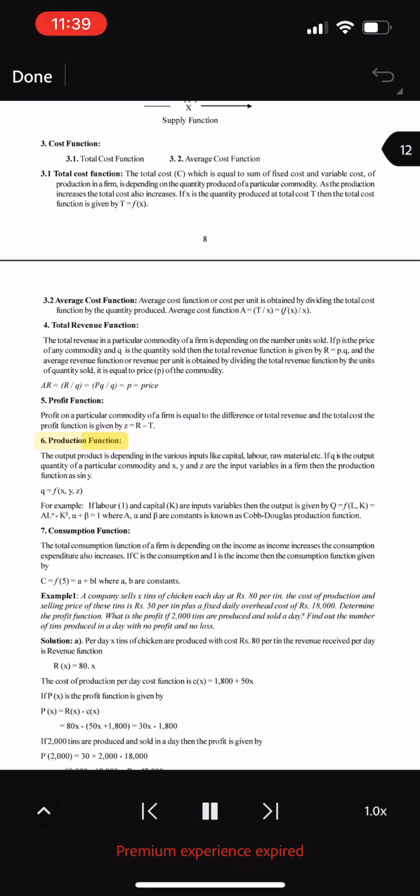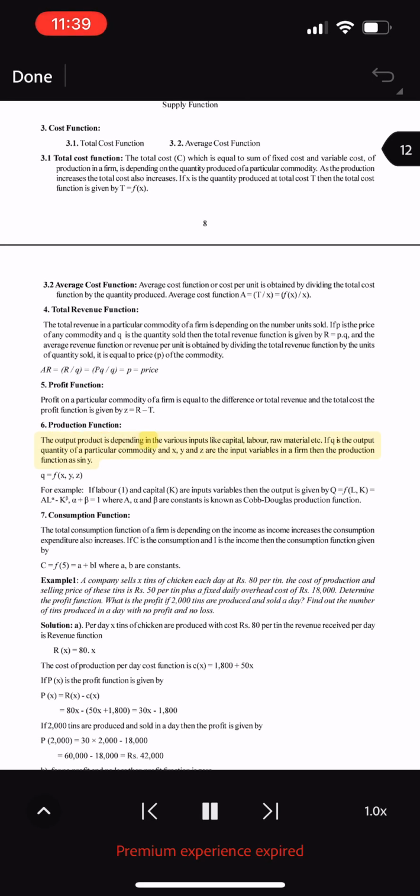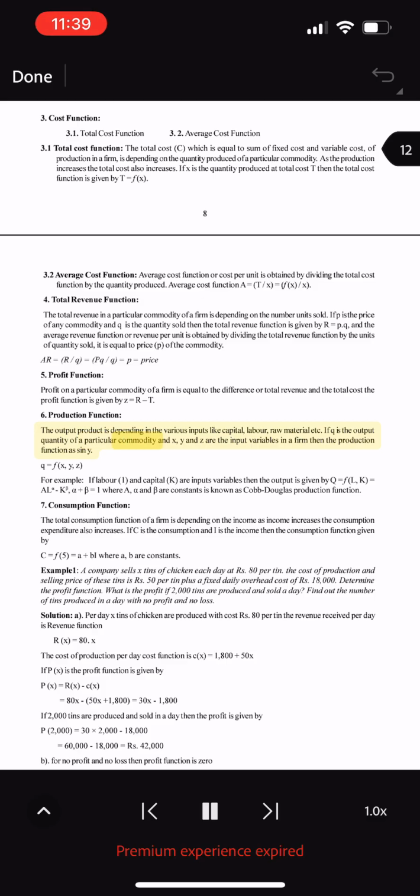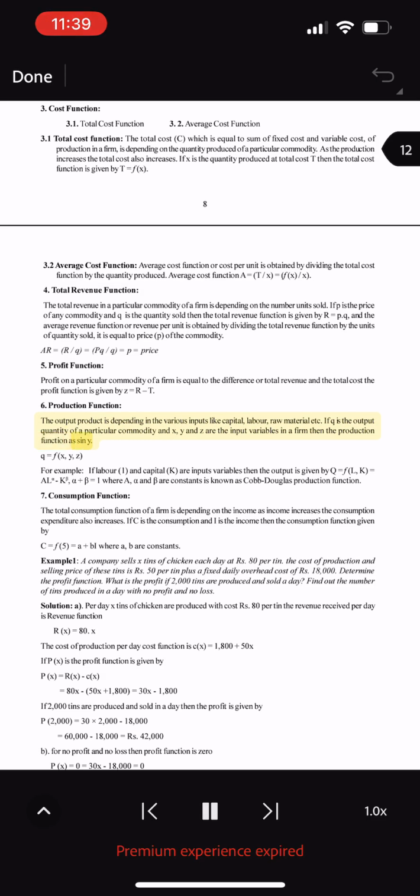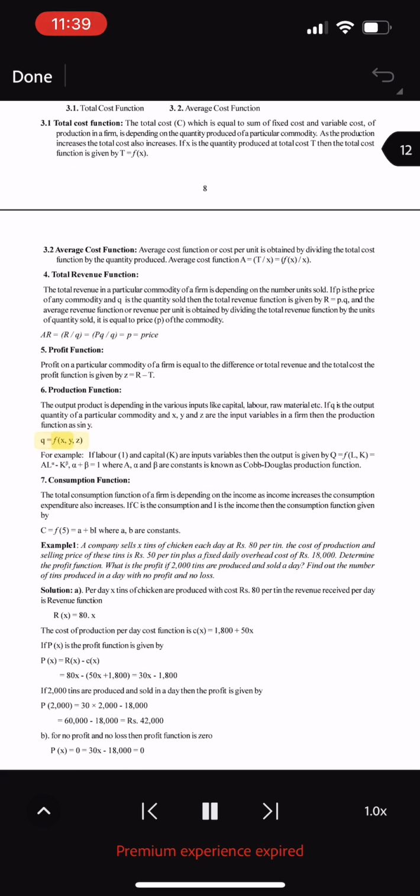6. Production function. The output product depends on various inputs like capital, labor, raw material, etc. If Q is the output quantity of a particular commodity and X, Y and Z are the input variables in a firm, then the production function is given by Q = f(X, Y, Z).